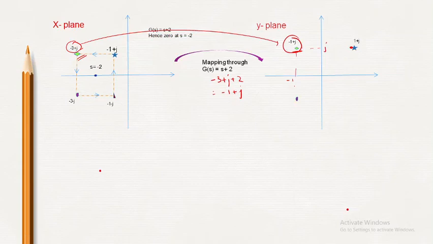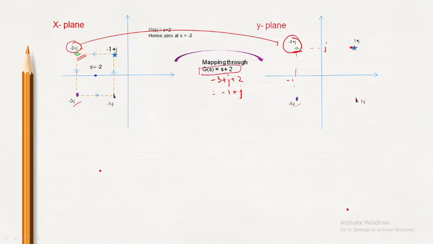Similarly, the next point, -3 minus j, will be mapping to -1 minus j in a similar manner, and -1 minus j will be mapping to 1 minus j. You just substitute these values in g(s) equal to s plus 2, and you will get these points.